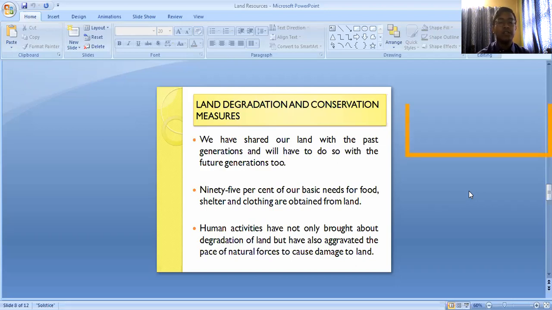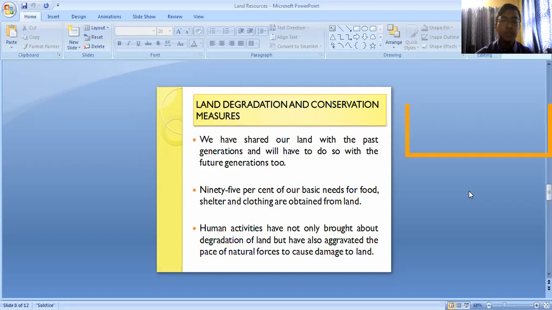They have caused land degradation, and on the other hand, human activities have also increased the pace of the natural forces to cause damage to the land. That means because of human activities, the natural forces have become more powerful, and this is the reason the land is also getting damaged by natural forces. Just for instance, take the example of soil erosion. The rate of soil erosion has increased in the present time just because of human activities, and this soil erosion is causing damage to the land resources.